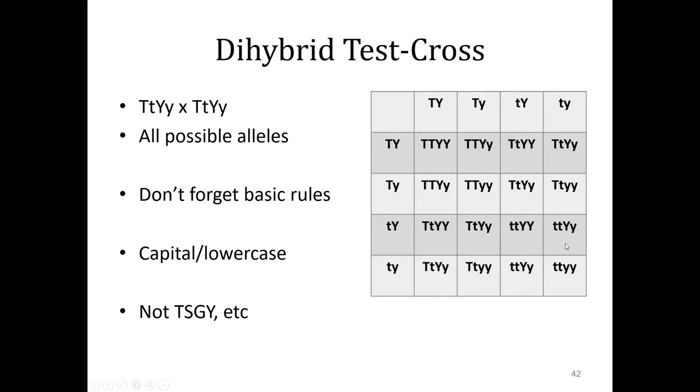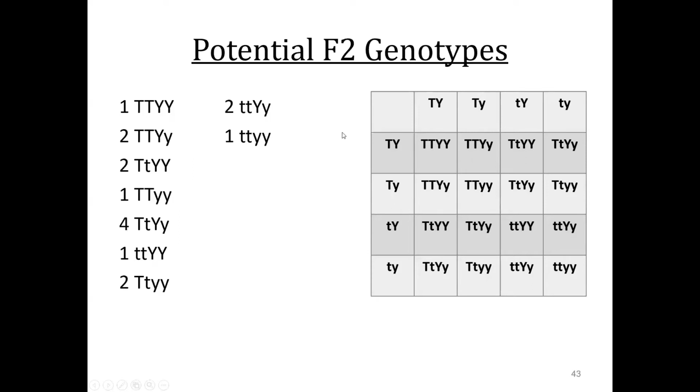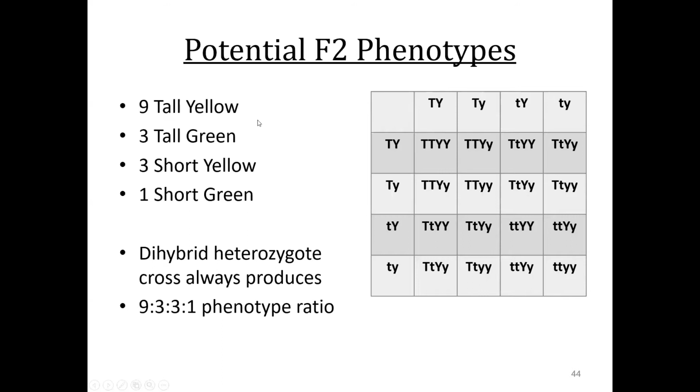So all this is telling us is the potential offspring that we might see. We're going to see a lot more, that's where the 9 to 3 to 3 to 1 comes in, a lot more dominant for both traits than we would see recessive for both traits. Here I list the potential genotypes. Try to figure out if you can look at these genotypes and determine the phenotypes. And then practice with these dihybrid crosses.